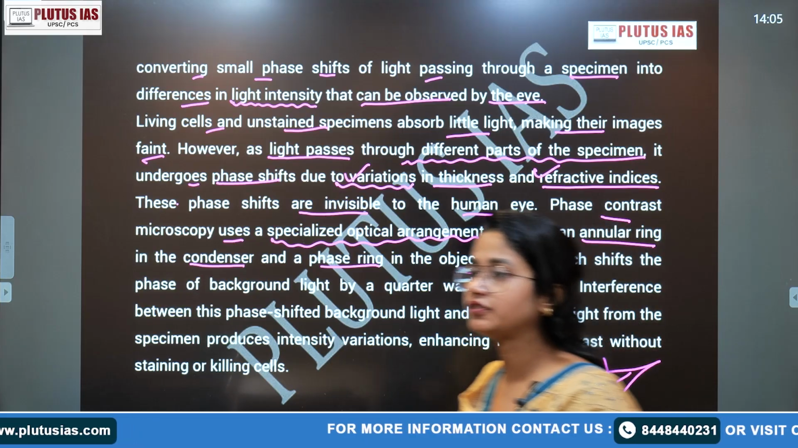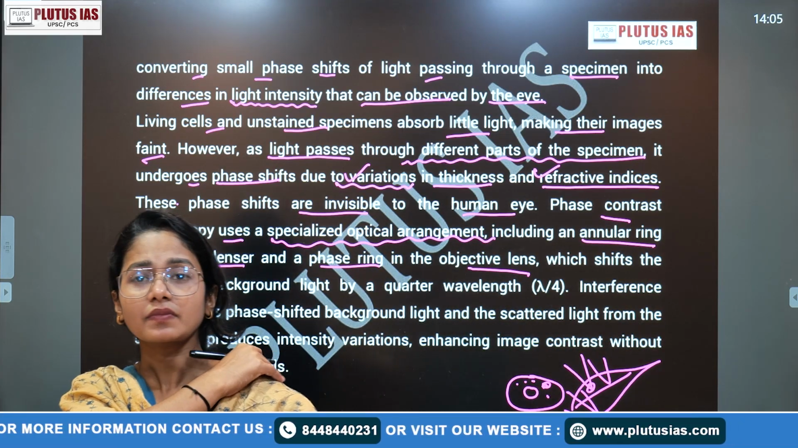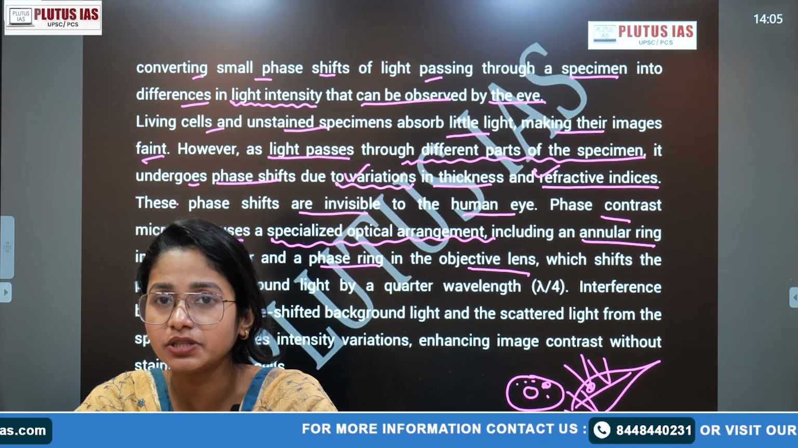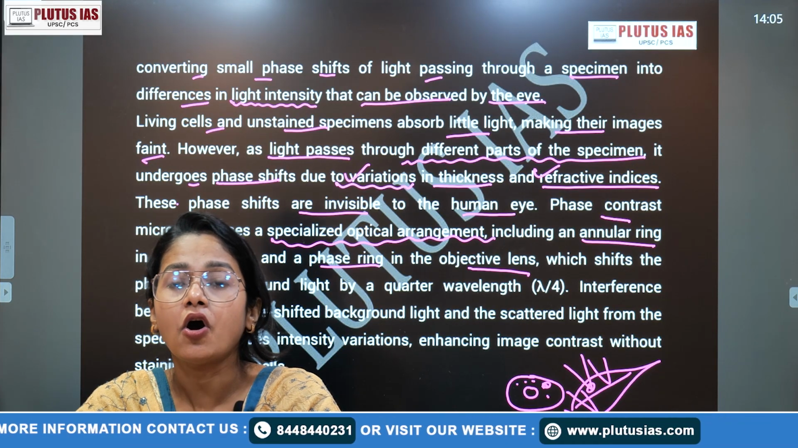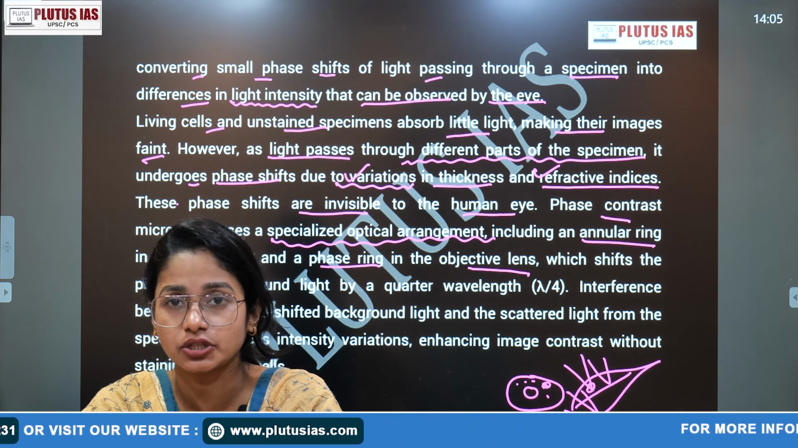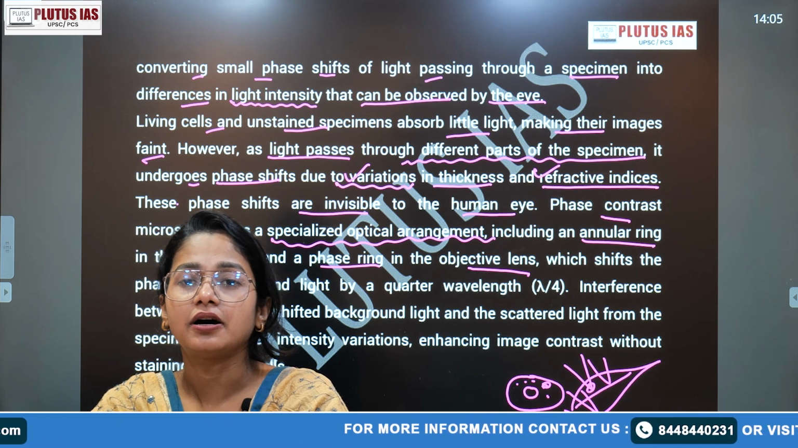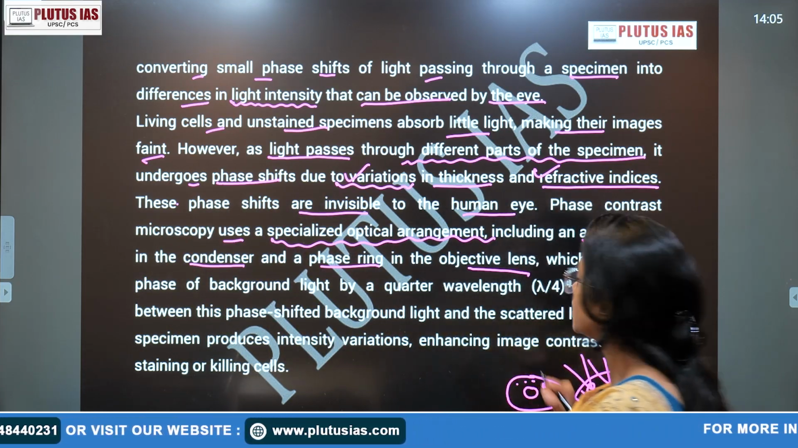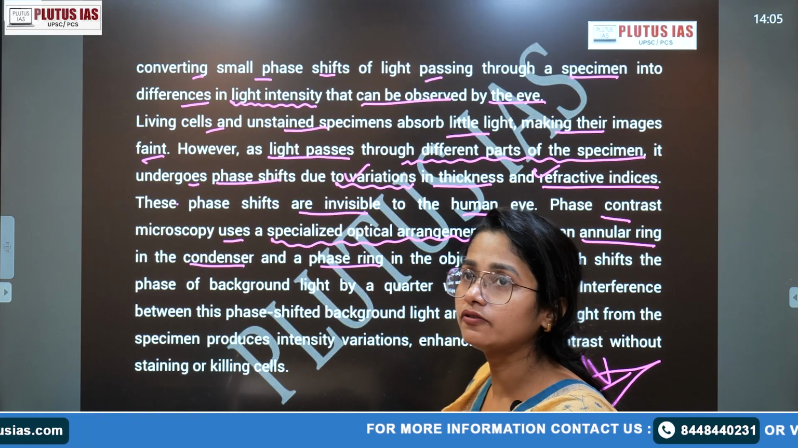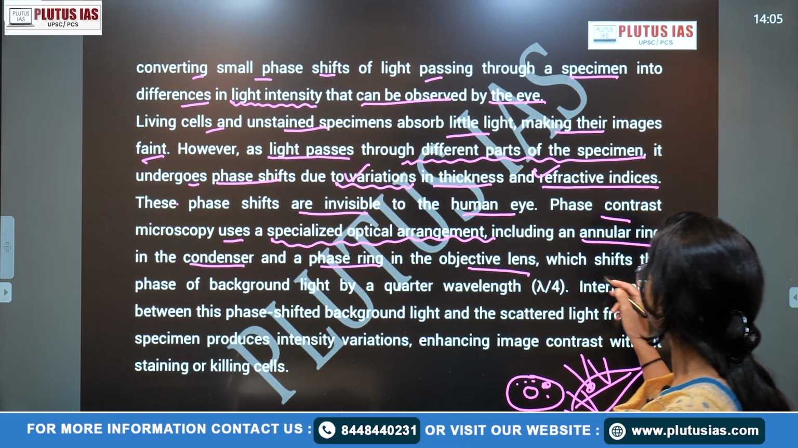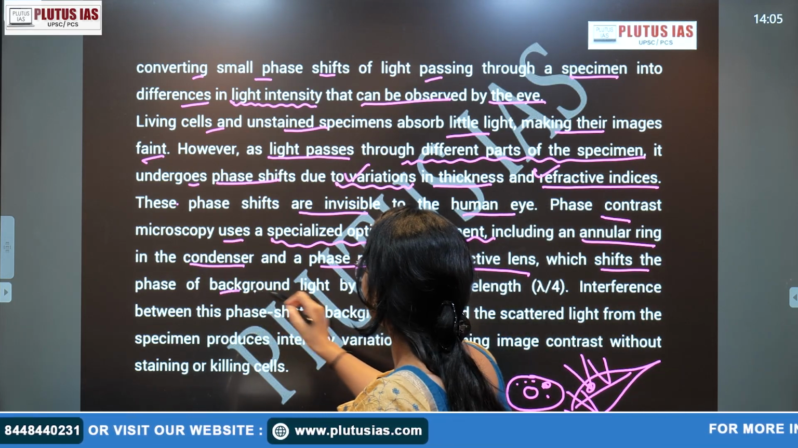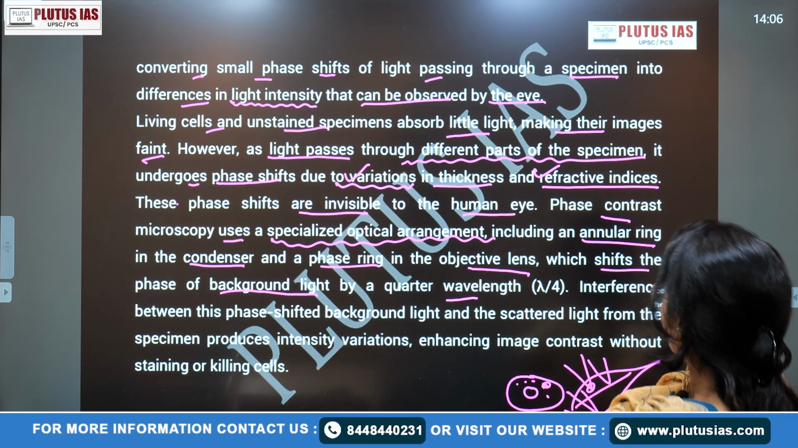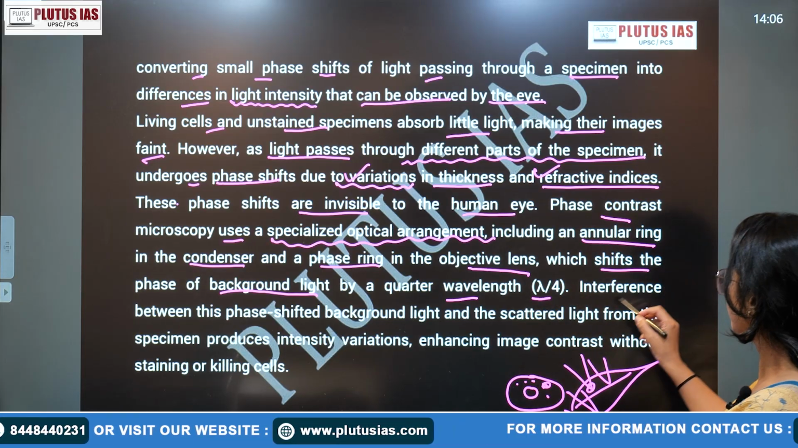Of course, in the last class we also discussed that in any microscopy there will be two lenses. One is the objective lens, which is near to your object, and the second is the ocular lens, which is near to the image, where you can see. Do not forget this. These are some of the points you can mention and form the core with. The objective lens shifts the phase of the background light by a quarter wavelength, that is lambda by 4.